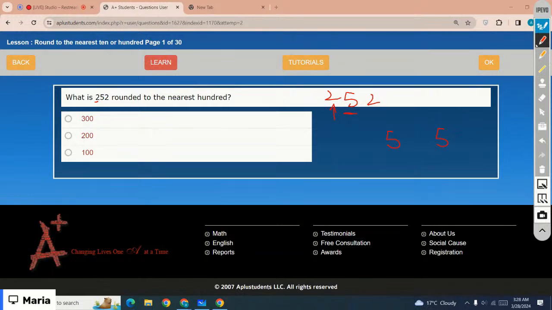They both are exactly equal, right? So when they are equal, you have to round up. You need to add 1 to the hundreds digit and replace the other two digits with 0. So 252 is rounded off to 300. The correct option is option number 1, that is 300. Got it? The correct option is 300.